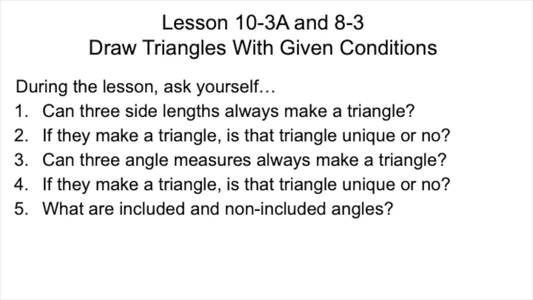Here are some questions to consider during the lesson. Can 3 side lengths always make a triangle? If they can, is that a unique triangle or no? Can 3 angle measures always make a triangle? And is that triangle unique or are there others like it? What are included and non-included angles?